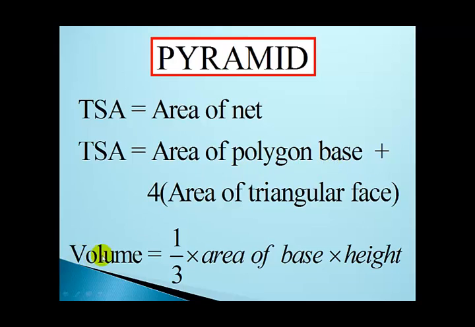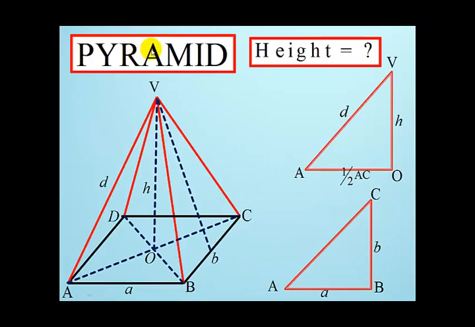Now, the volume of a pyramid is 1/3 times the area of the base times the height. Now, let's consider the pyramid. First, we are going to look at how we can calculate the height of the pyramid. We know that VO is the height of the pyramid. In calculating the height, we are going to consider a triangle that includes the height, and the triangle we are considering is triangle VAO.